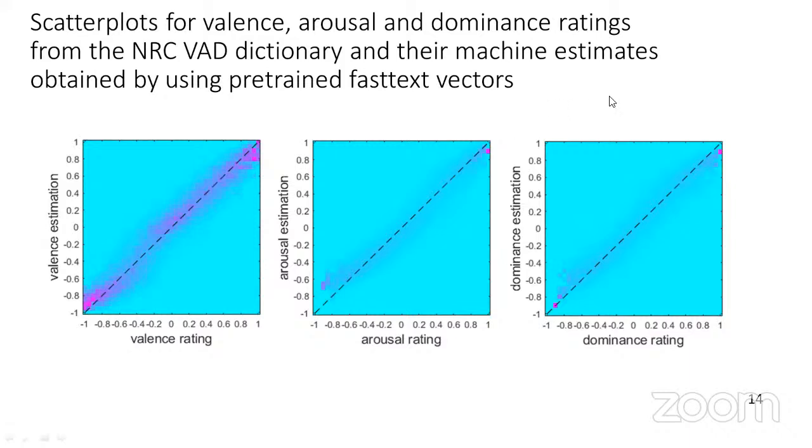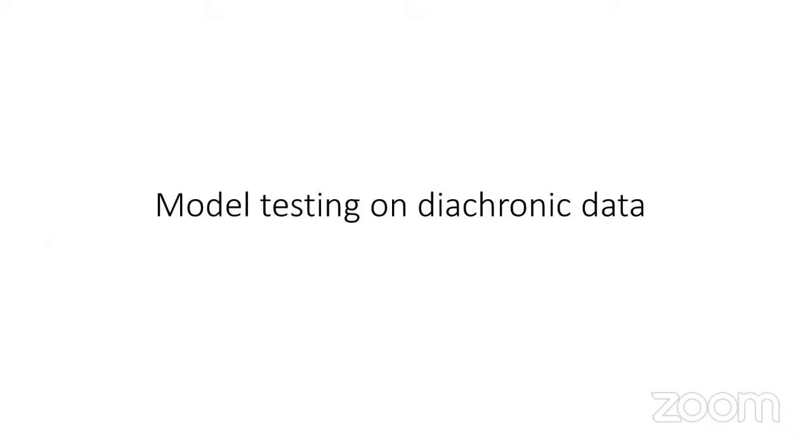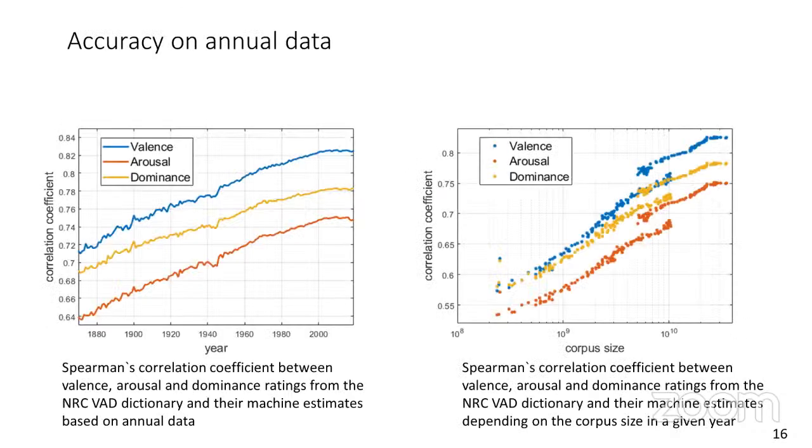This is comparing machine estimates and human estimates of ratings: valence, arousal, and dominance. We see there's linear dependence, so it means our model is quite reliable. And about other results, for diachronic studies we use only explicit word vectors. We have a large period from 1880 to the present time.